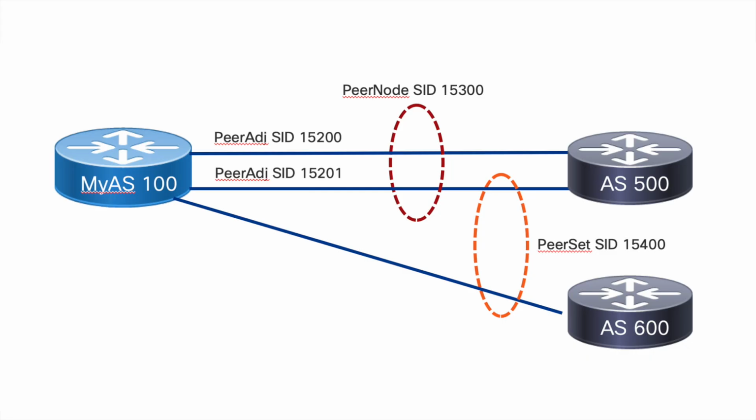The peer set SID is an addition that allows you to combine adjacency SIDs and node SIDs into a set of links or a set of nodes that are addressed with a single SID. And it's really a powerful way, as you see in the example here, of being able to balance traffic between multiple egress peers by addressing that single peer set SID in the SID list.